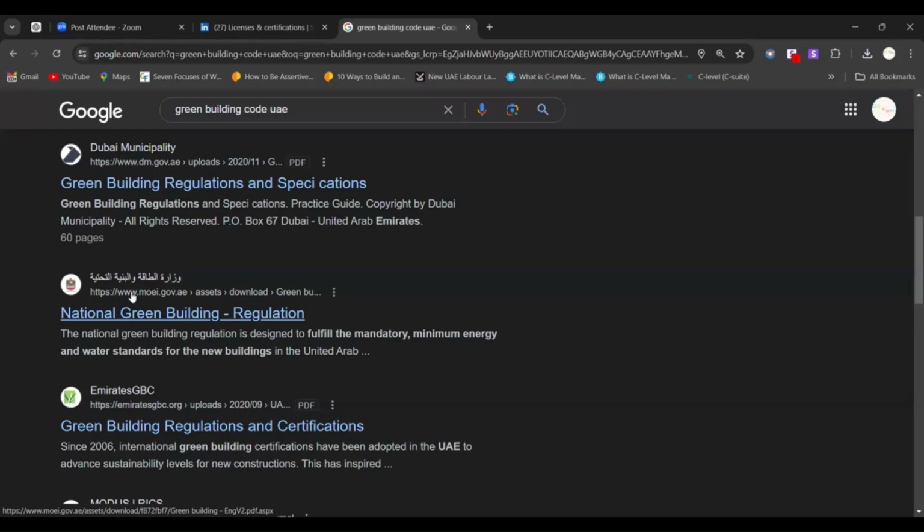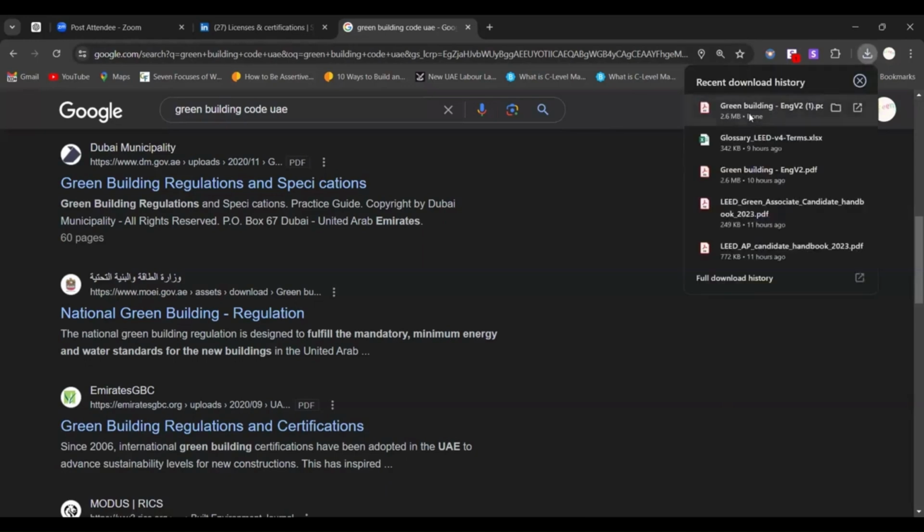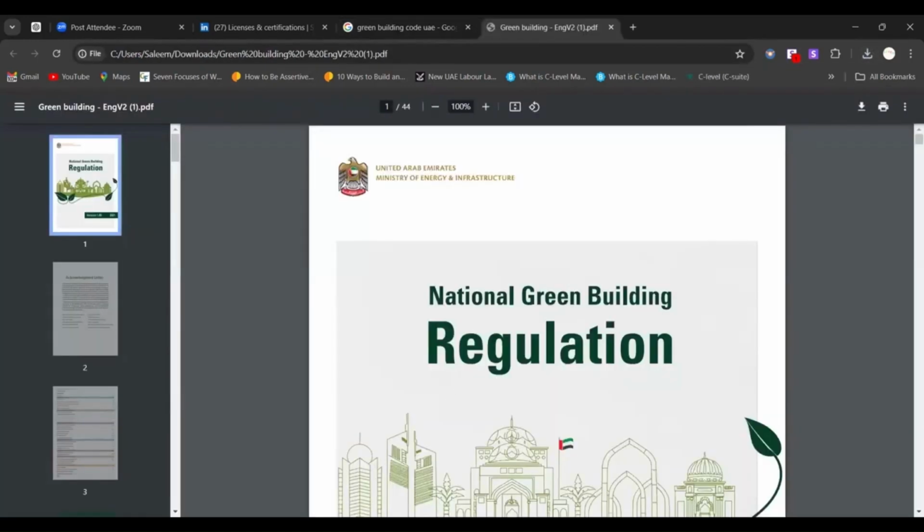Now, if you go to this website, MOEI, okay. This website is for green building regulation for the UAE. So I will show that, standards. One minute.